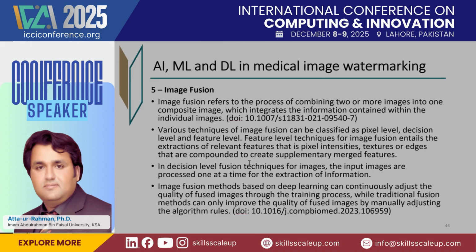In decision level fusion techniques for images, the input images are processed one at a time for the extraction of the information. Image fusion methods based on deep learning can continuously adjust the quality of the used images through the training process, while traditional fusion methods can only improve the quality of fused images by manually adjusting the algorithm rules.